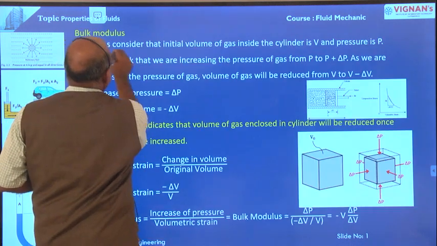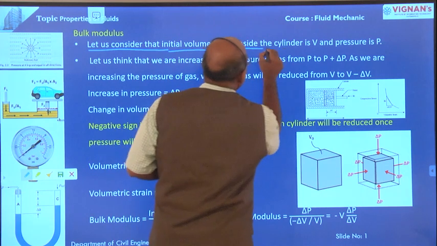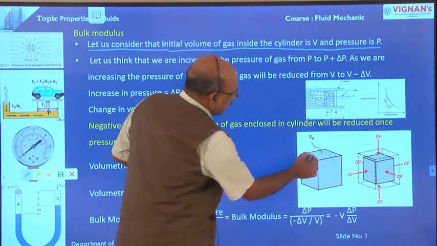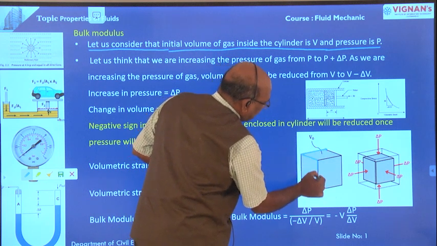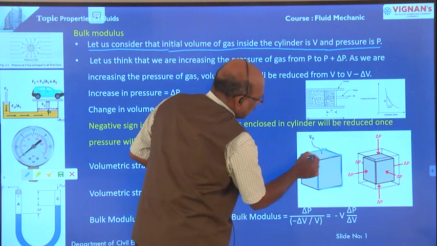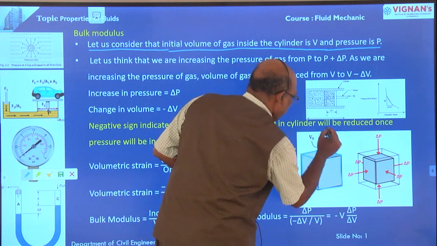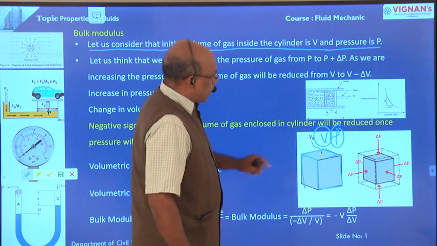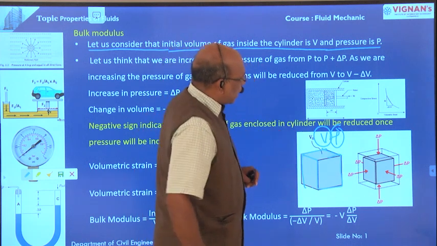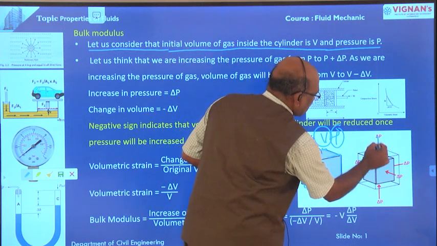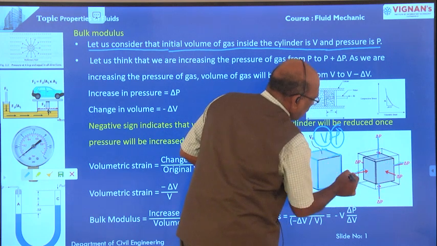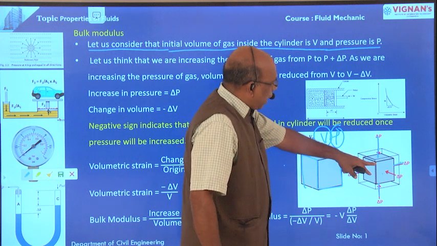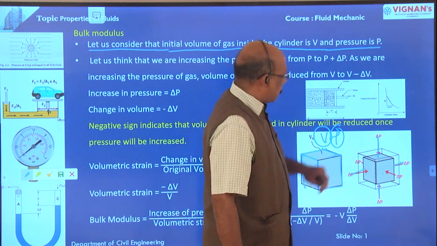Let us consider that the initial volume of gas inside the cylinder is V and pressure is P. Now here, this is one item, the volume is V and pressure of this substance is P. If the same box has some pressure, that is delta P, applied in all directions, automatically the volume reduces. This is the original volume. By applying the additional pressure, the volume reduces like this.